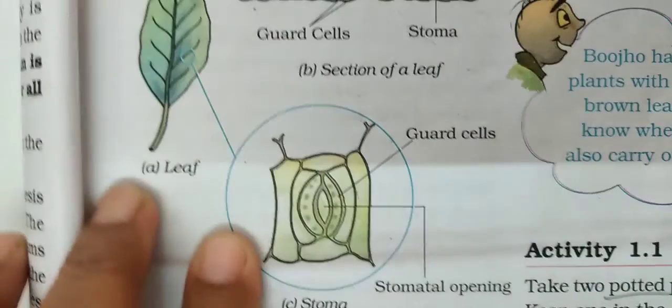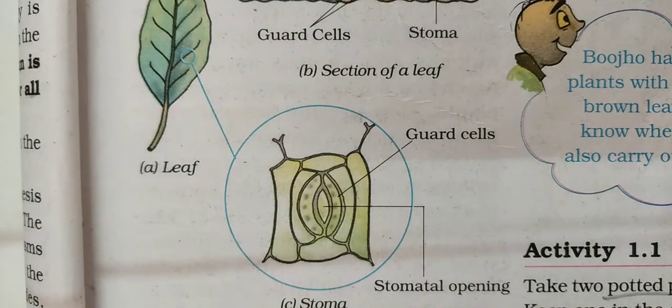So for today, this much. Now I'll come up with the iodine test, that is how to check the presence of starch in a leaf with the help of iodine, that we are going to do in the next video. Till then, goodbye.